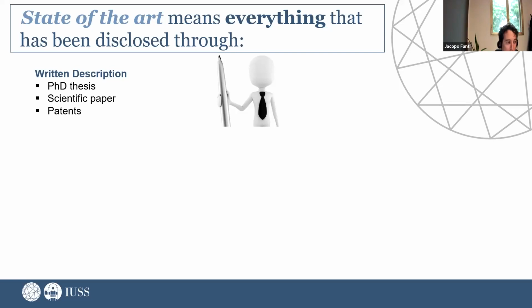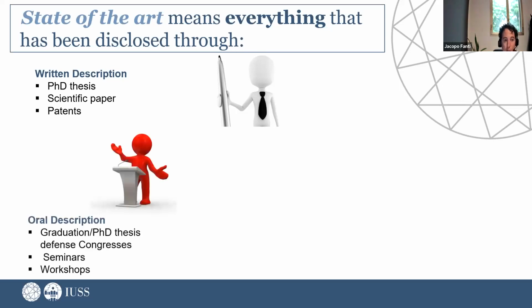And this is also valid for patents. If a patent already anticipates your research result, then your invention is not new. Probably your research result is not an invention at all, because someone else already developed that kind of innovative solution. So written description: in case you made something available to the public through written description, it means that the content is already state of the art. And so the content is not new.